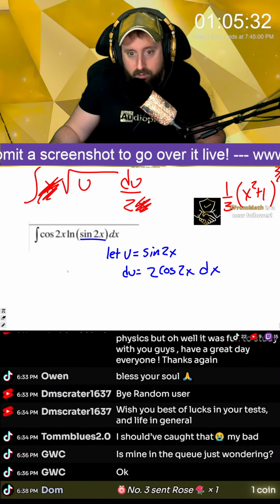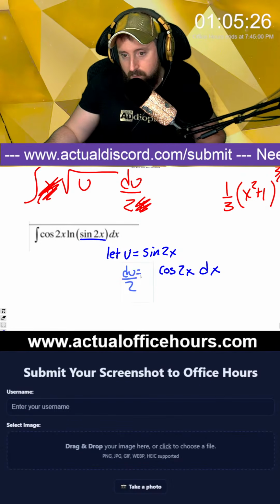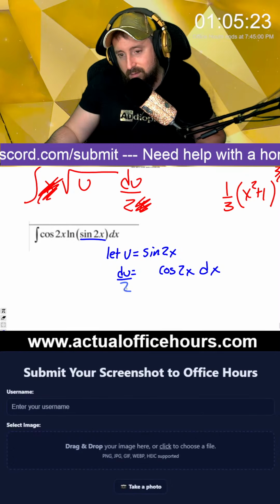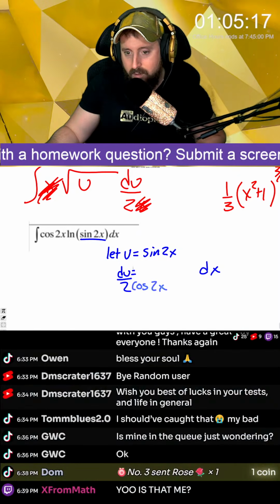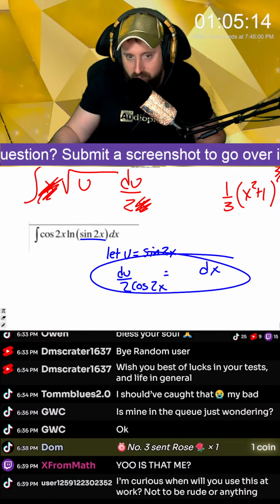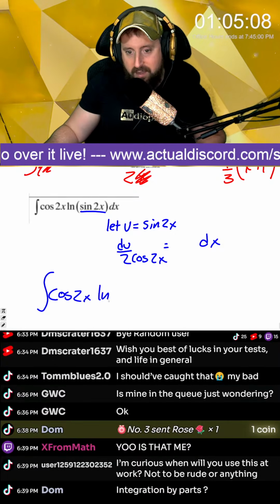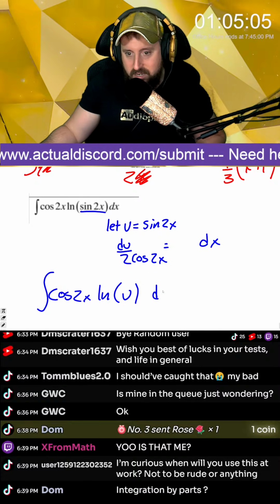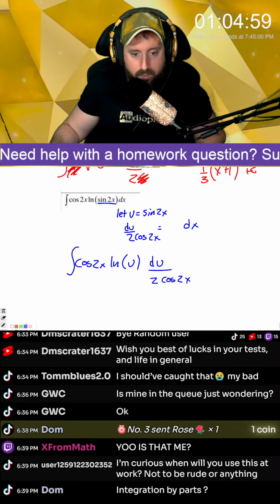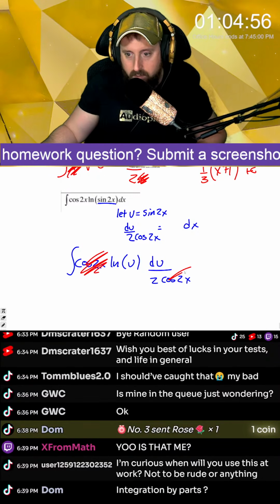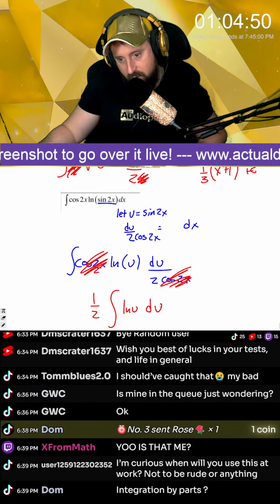So now when I solve for this, that tells me that du over 2. Well, actually, no. What do I want to do? Yeah, technically I want to put all this under here. There we go. du over 2 cosine 2x is equal to dx. So now substitute back in, and you have the integral of cosine 2x, ln of u, and then dx is now du over 2 cosine 2x. Well, look at here. These things are going to cancel. Gone, gone. And now I just have 1/2 the integral of ln of u du.